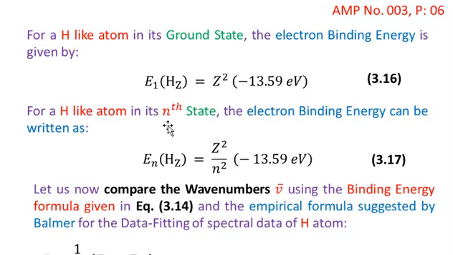For a hydrogen-like atom in its nth state, suppose that the atom is not in the ground state but in the nth state. Then the electron binding energy En, the energy in the nth state of a hydrogen-like atom having atomic number Z, will be equal to Z squared divided by n squared times minus 13.59 electron volt. So for a hydrogen-like atom, you can calculate the binding energy of an electron in the nth state.